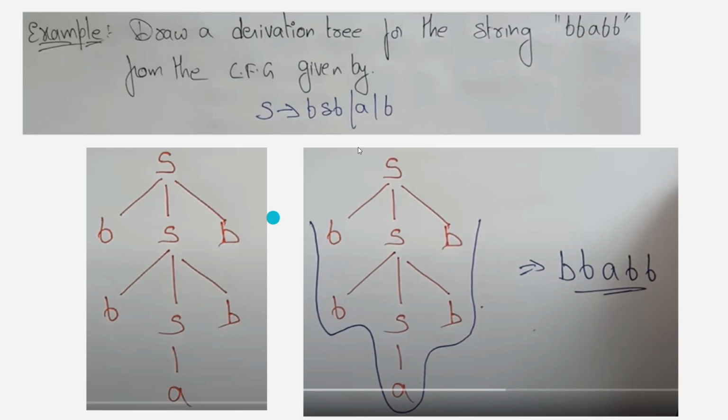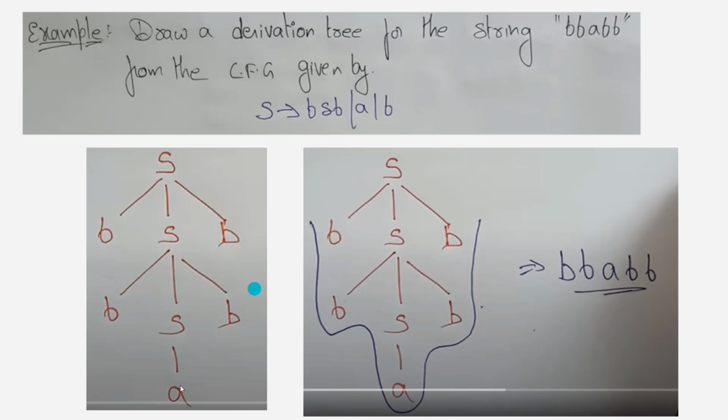We have substituted bSb. We are left with a and b for S. But if I go with a, I get b a b, which is not the string we want to derive. So we don't take a. Let's go for b. If I take b in place of S, I will get b b b. This is again a different string from the one we want to derive.